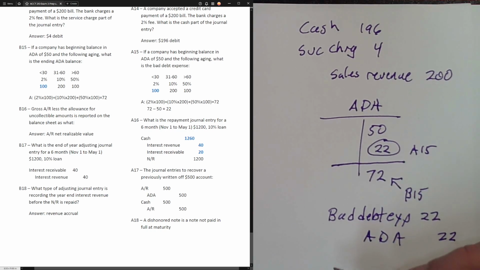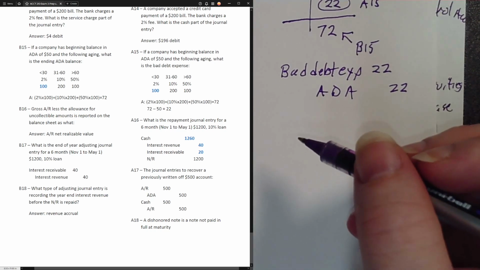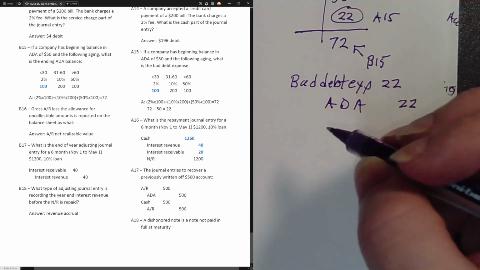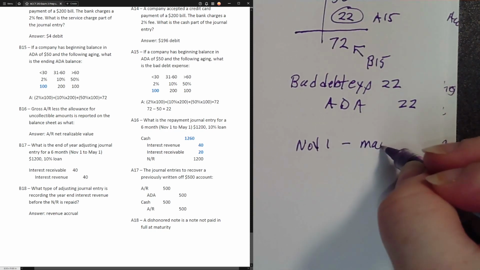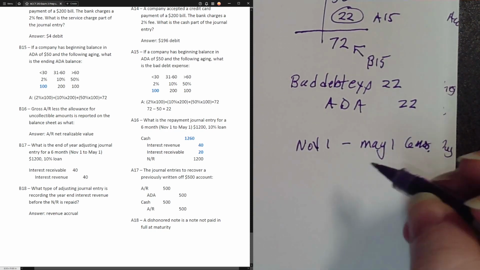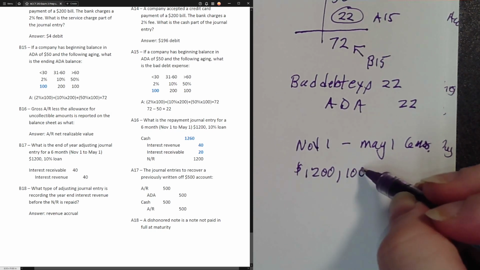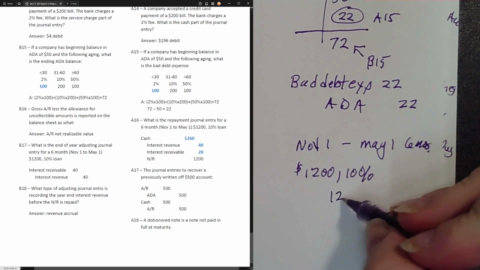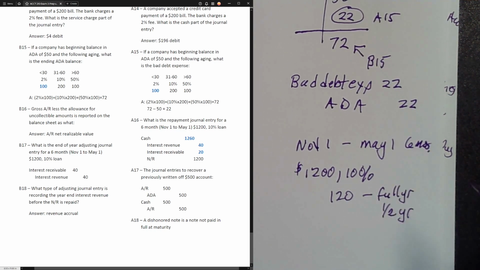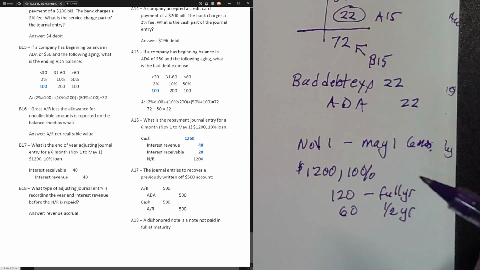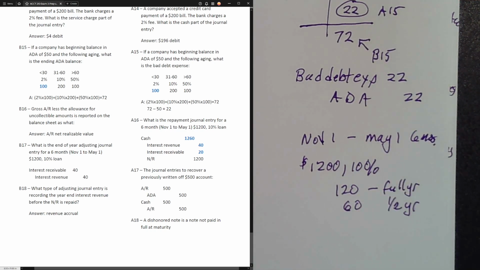So when we have a loan that crosses the end of the year, it's all going to be done relatively the same, but we just have to worry about that ending entry. So if we have a loan, this loan goes from November 1st to May 1st. It is still 6 months, and it's 1,000. We've changed the dollars so that it works out a little better. 10%. So what's 10% of 120? But remember, that's for a full year, and we're doing a half year, so the total amount's going to be 60.